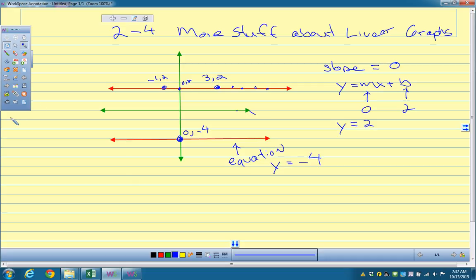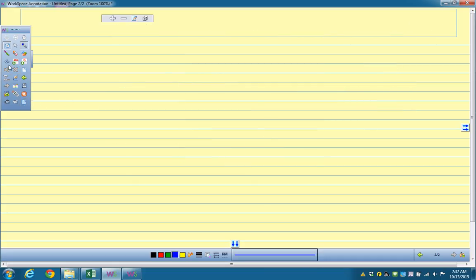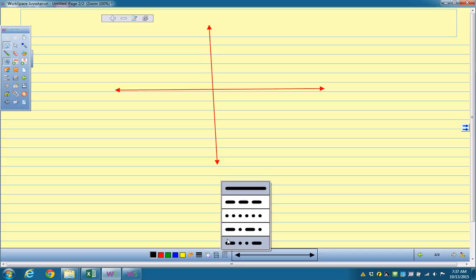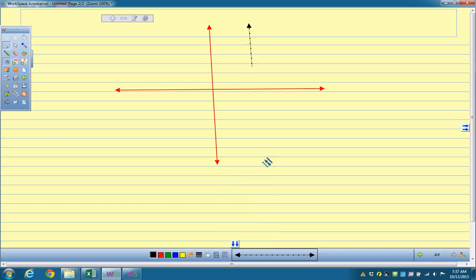What about if I have vertical lines? Let's draw another graph. Here's another graph. Here's a vertical line, let's make it a different color, let's make it dotted or something like that. Here's a vertical line, and let's say this point on here is 3, 4, and this point over here is 3, -2. How do I find the equation of that line?